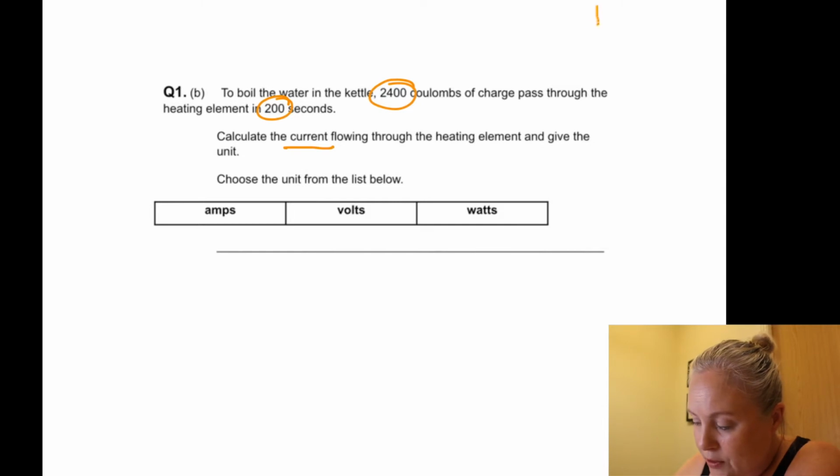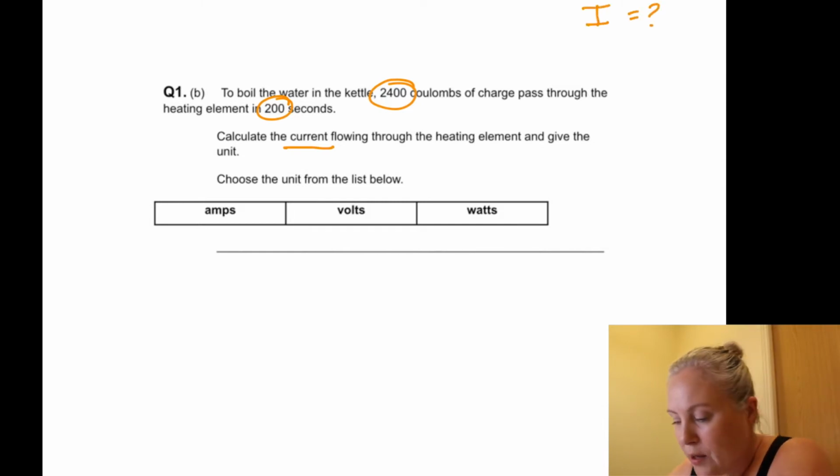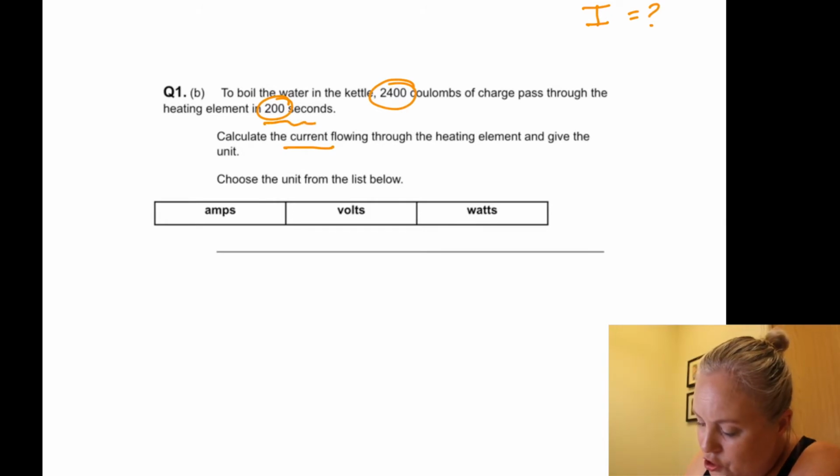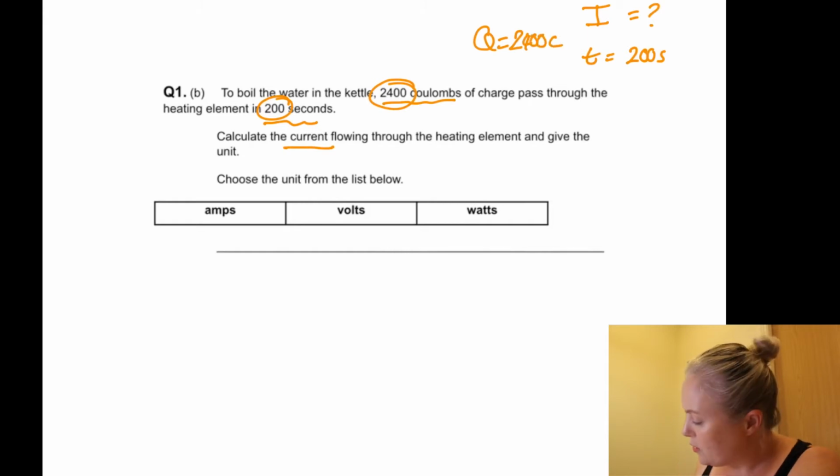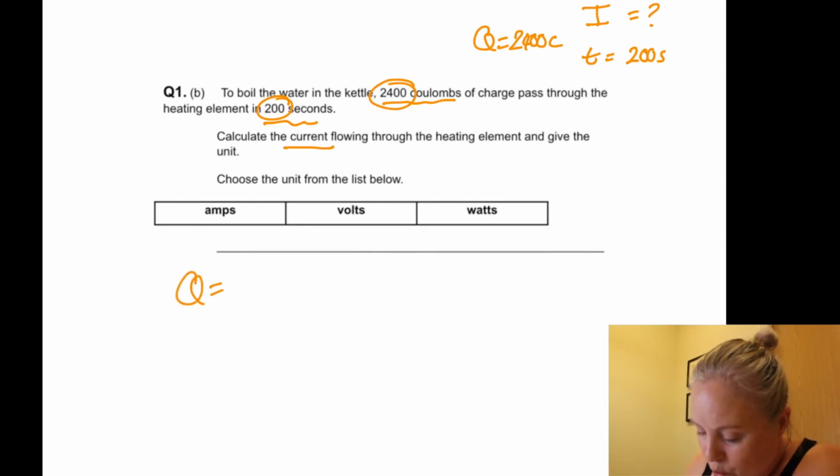So the current symbol is I. We're trying to work out what is I, what is the current. The other bits of information we've got are 200 seconds, which is time, and 2,400 coulombs, which is charge. Remember, that's Q. Now we can see which equation to use because we've got Q, I, and T. So we're going to use Q equals I times T.